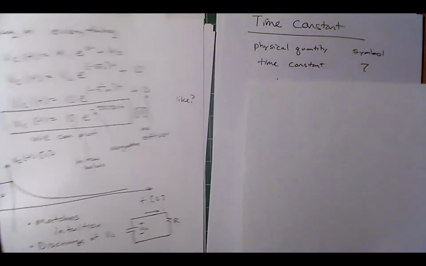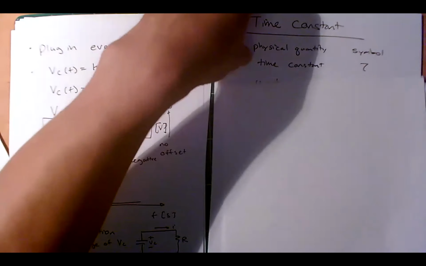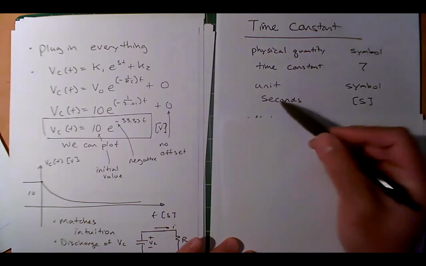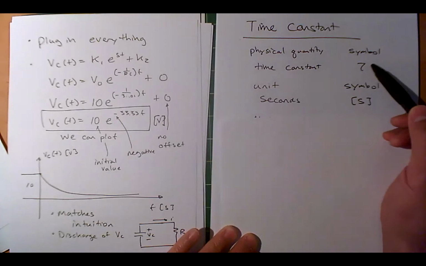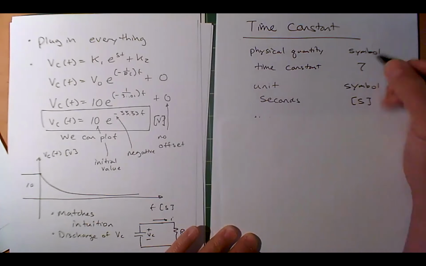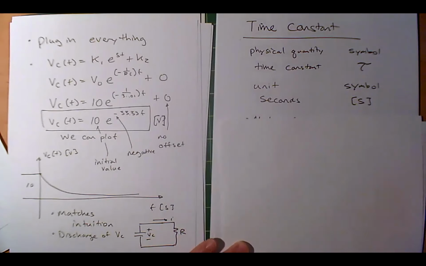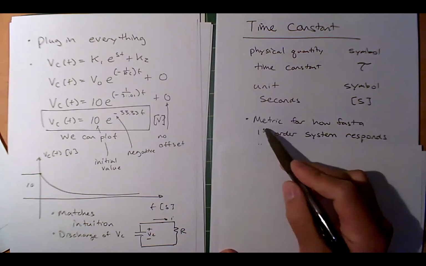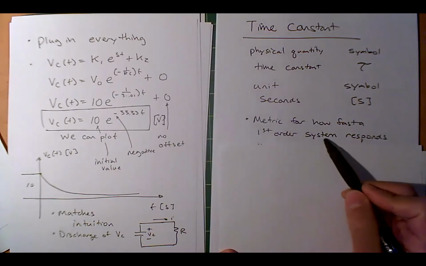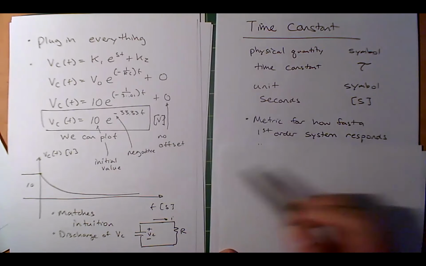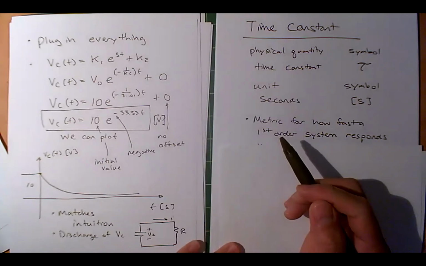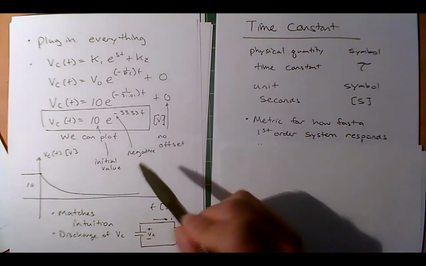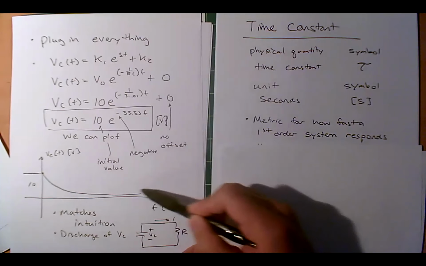The other thing I want to introduce to you is the time constant. The time constant is a physical quantity of time, right? We use the symbol tau, and it has a unit of seconds, and we know what seconds are. The question is, what is it? It is a metric for how fast a first order differential system responds. This could be heat, like a room responds in a first order way, like heating and cooling a room.